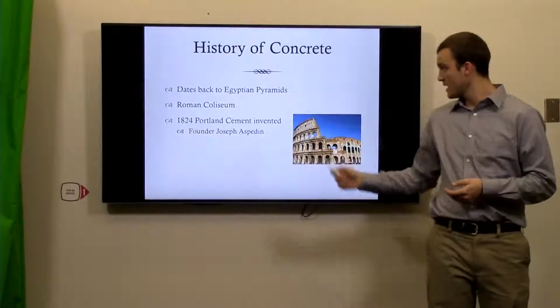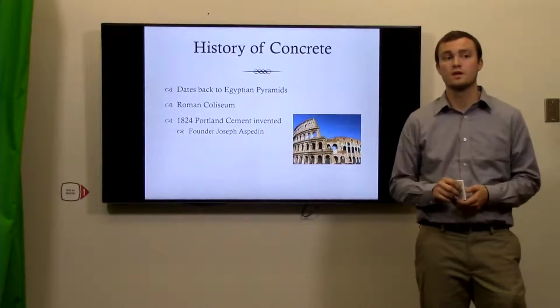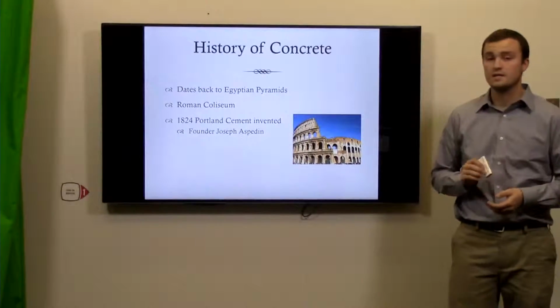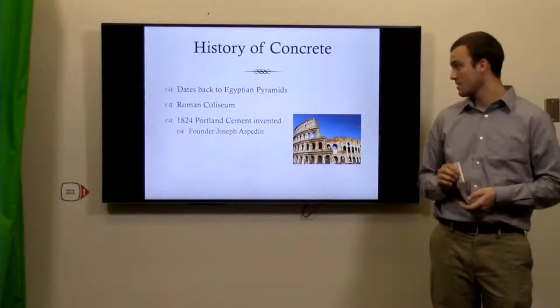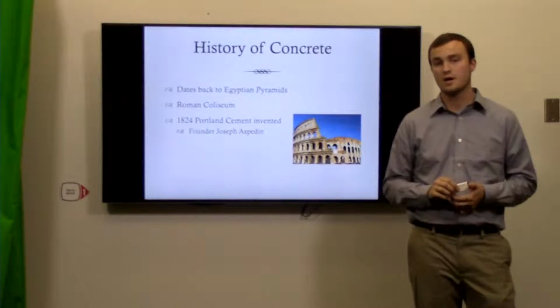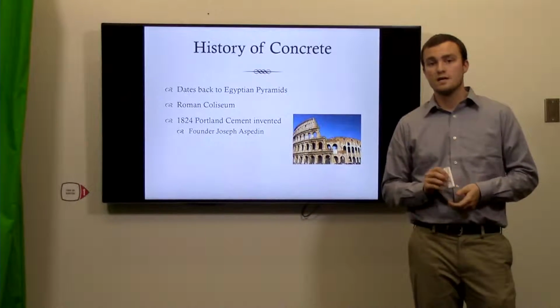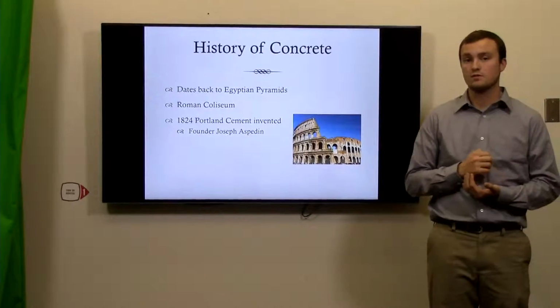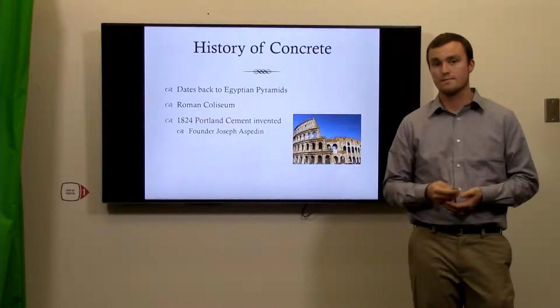Additionally, the Romans actually created the Roman Colosseum with concrete that looks a lot like the stuff that we use today. Back in 1824, Portland cement was created. Portland cement was invented by Joseph Aspdin. He actually was a great inventor because Portland cement is a vital ingredient in the stuff that we use today.